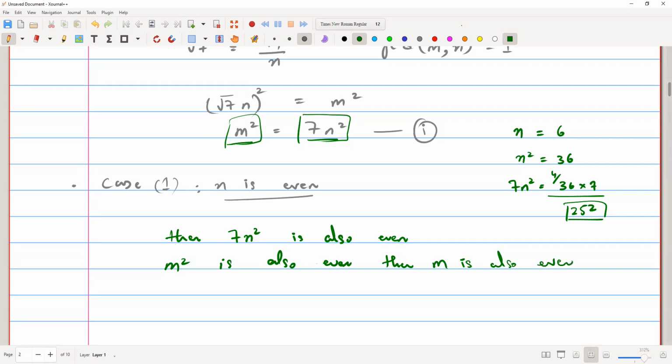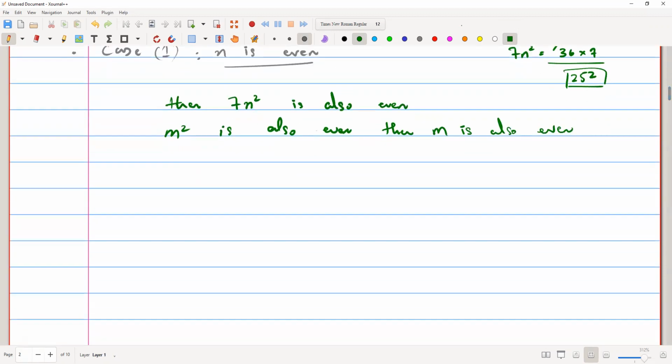So if n is even, it's divisible by 2. M squared is even, then m is also even, and m is also divisible by 2. So which means that both m and n have a common factor, which is a contradiction, right? Because in our assumption we said that m and n have no common divisor other than 1. That means they don't have any common factor.